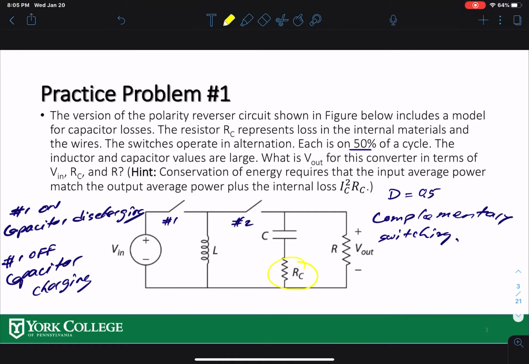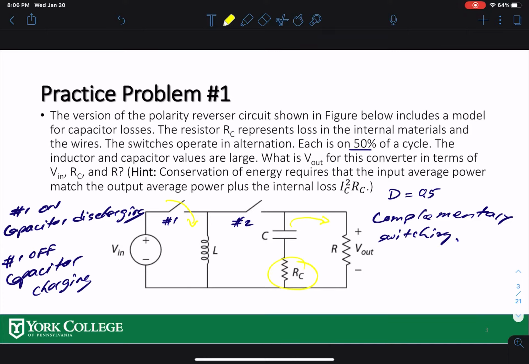Last time we had an L with series RL, we did the balance of energy across that inductor. This time we're going to use the energy balance across the capacitor. If you look here, your switch 1 is on. With complementary switching, that means 1 is on, 2 is off, and vice versa. When 1 is on, the inductor is getting energy from the source. In the meantime, the capacitor is supplying energy to the output. So the capacitor is discharging when switch 1 is on.